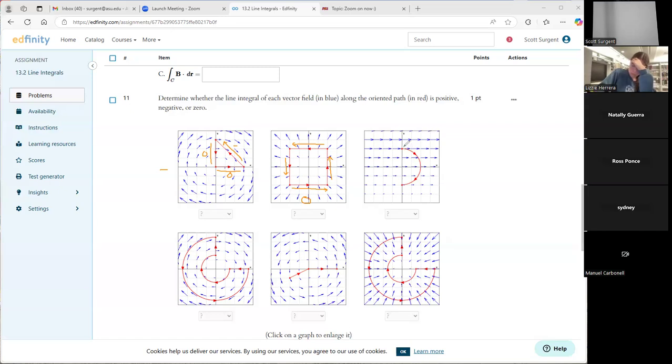For the third one on the right here, we've got strong blue arrows. They're big up here, they're small down here. They're generally working with the direction of the path, so it looks like it's going to be plus here. Now down here it's going to be negative because we're going against the path of the vector field arrows. But notice that these are stronger, these are bigger blue arrows. So I think we have a net positive.